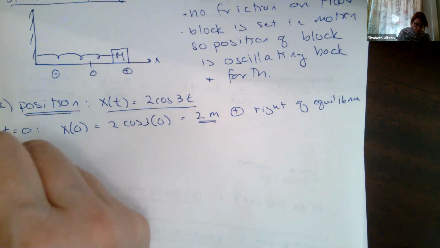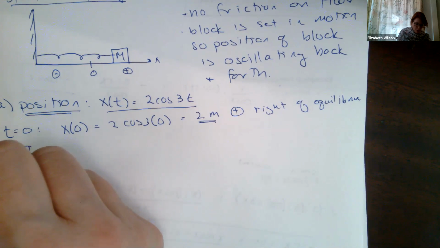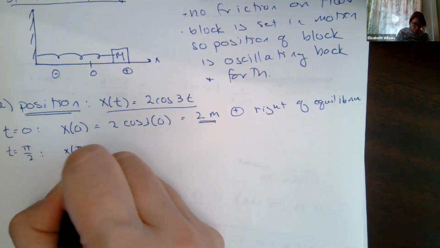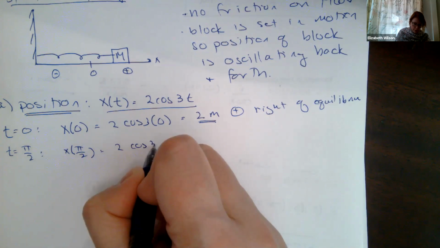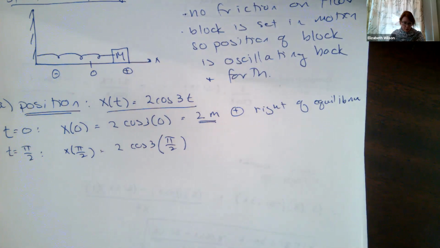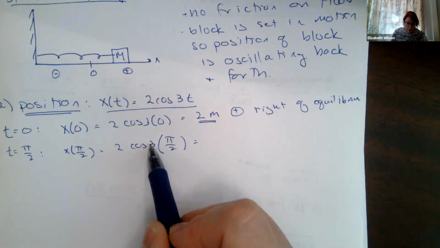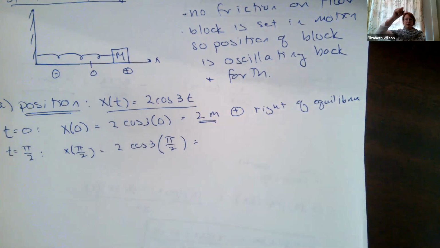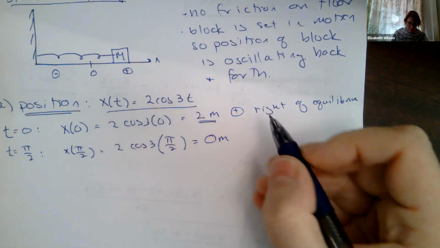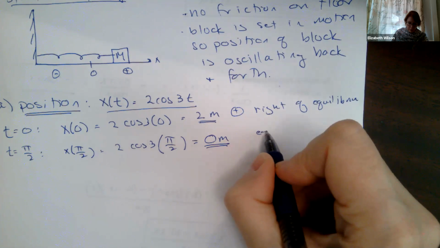Okay, so t equals pi over 2. Let's take a look. x of pi over 2 equals 2 cosine of 3 pi over 2. Everywhere I see a t, I plug in pi over 2. 3 pi over 2, that's on my y-axis. My cosine is equal to 0 at 3 pi over 2. So 2 times 0, this is at 0 meters. We're right at the equilibrium position.